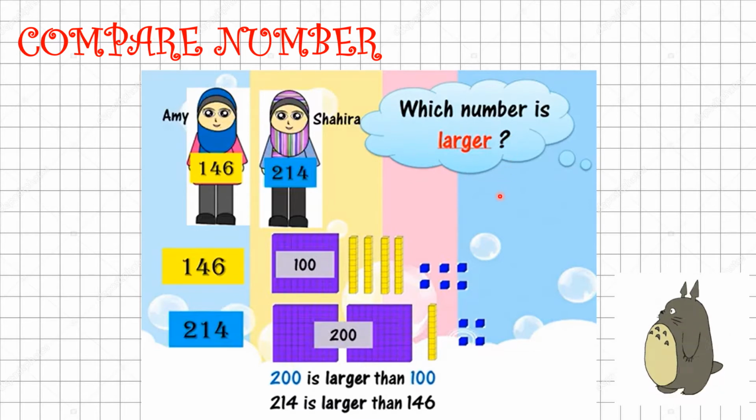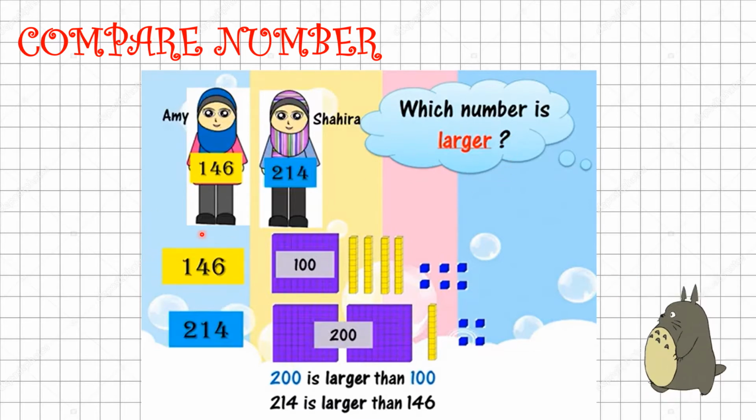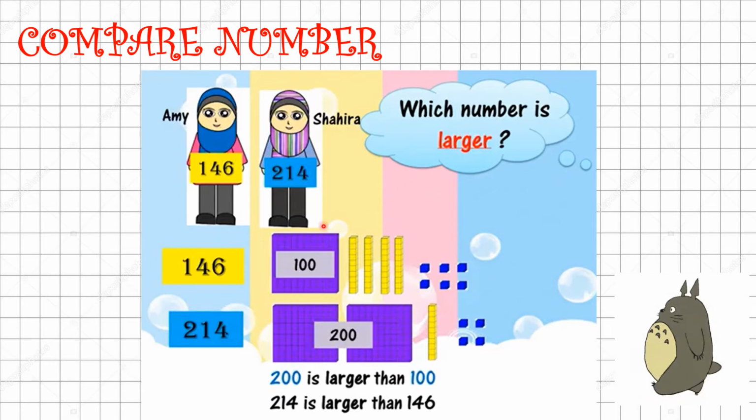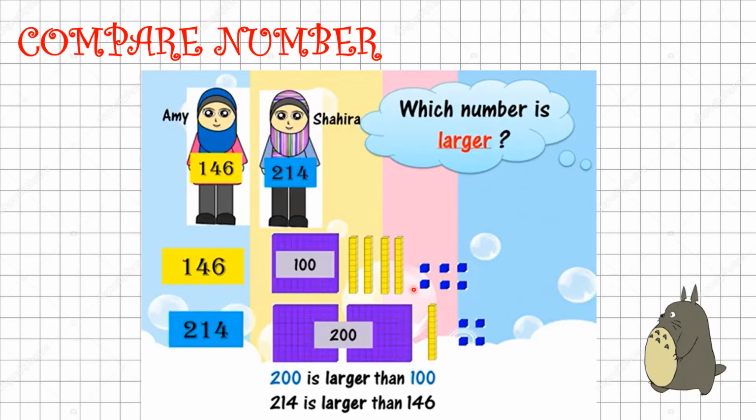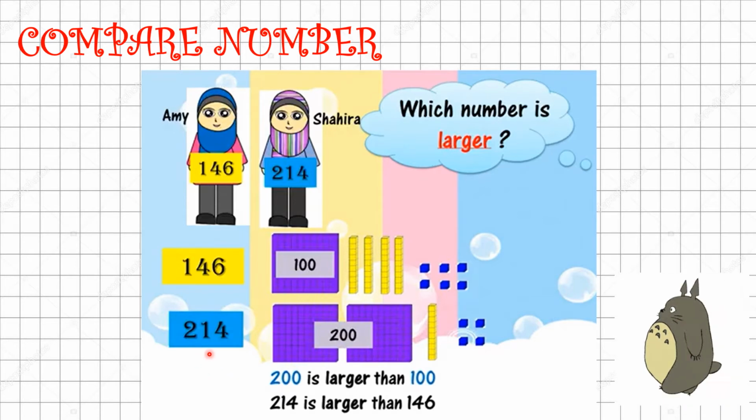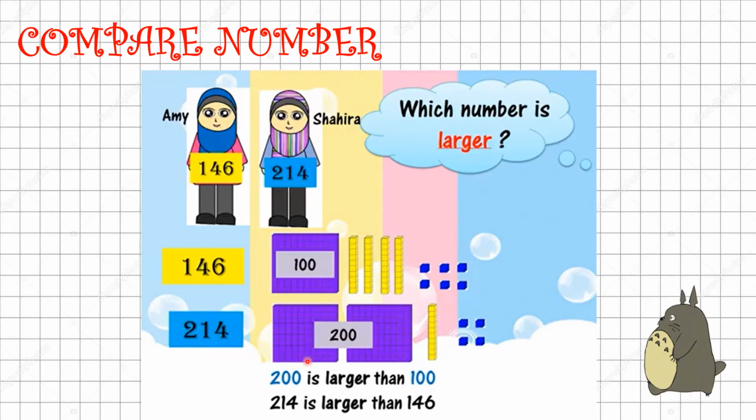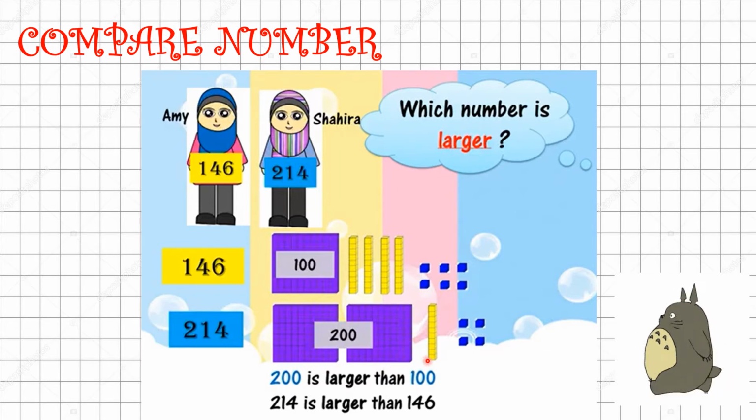Okay, sekarang kita lihat 146. Ini ialah diagram untuk 146. The purple one represent 100 and the yellow one is 40 and the blue one is 6. Kita dah belajar dulu kan? Okay, now let's look 214. Warna purple ini, the purple one 200, 10 and 4.